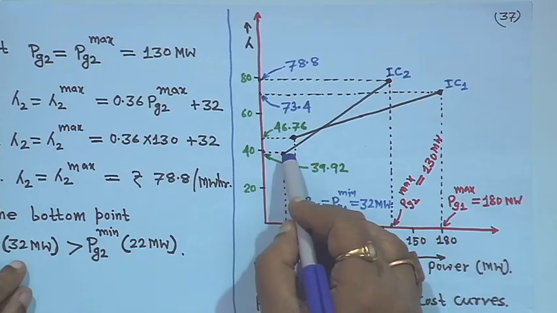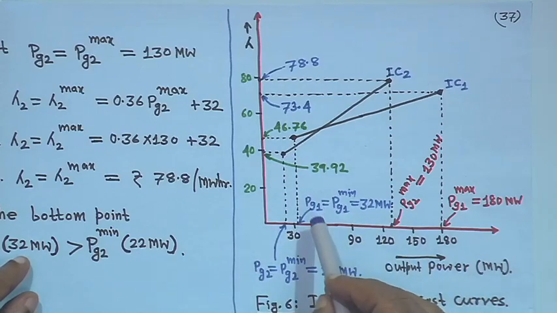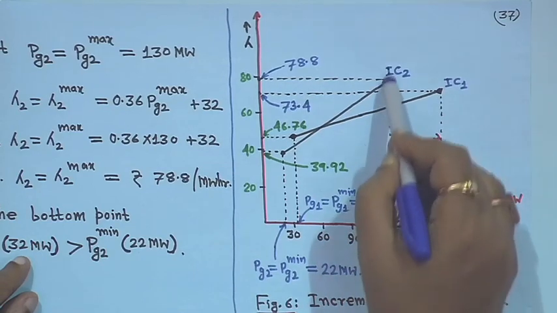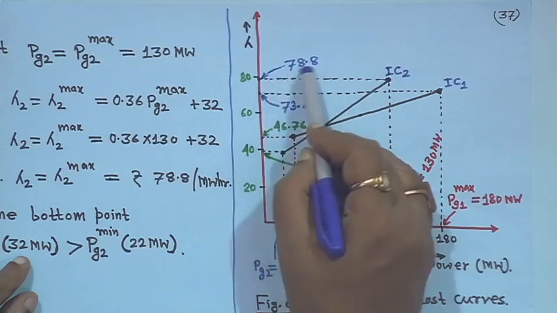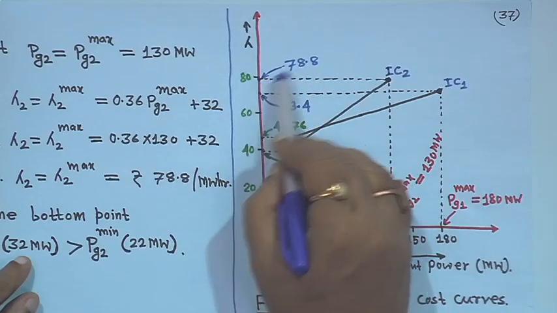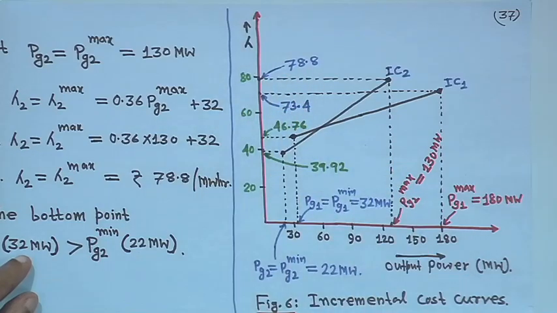So, it is starting from here, and its max value, that is IC2's max value, this is your 130 megawatt, and its max value here is IC2, it is 78.8, almost nearly 80, 78.8 lambda value. This side is lambda.